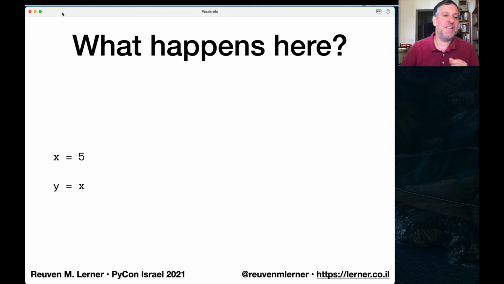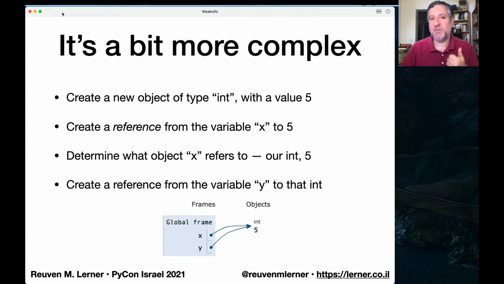What happens when I say x equals 5 and then y equals x? Well, let's take it one step at a time. First, we're creating that object of type int with a value 5. Then we're creating that reference from the variable x to 5. That's what we did before. But what happens when we say y equals x? Well, first we have to determine what x refers to, and that, of course, is our int 5. And then we create a reference from the variable y to that integer.